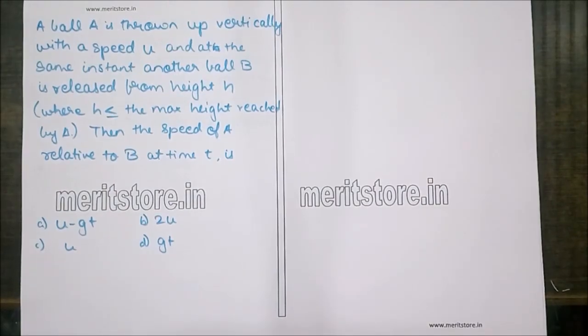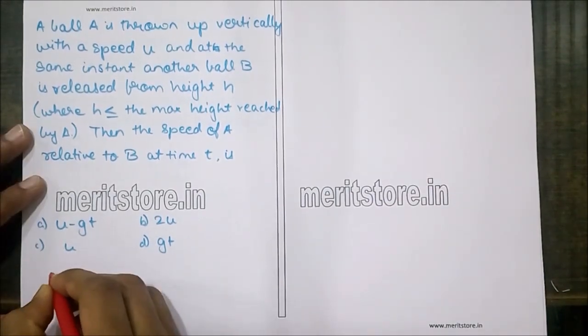A ball A is thrown up vertically with a speed u, and at the same instant another ball B is released from a height h, where h may be smaller than or equal to the maximum height reached by A. Then the speed of A relative to B at any time t is given by u minus gt, 2u, u and gt.